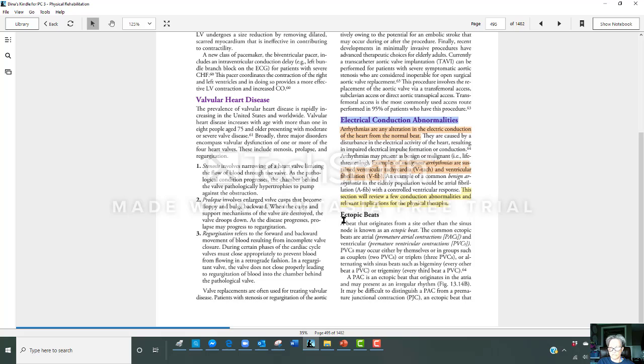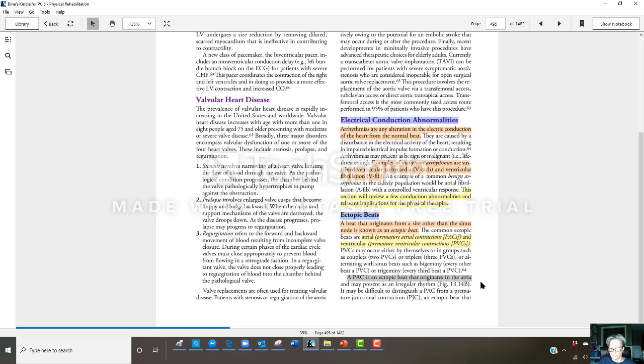Ectopic beats. A beat that originates from a site other than the sinus node is known as an ectopic beat. The common ectopic beats are atrial, premature atrial contractions, PACs, and ventricular, premature ventricular contractions, PVCs. PVCs may occur either by themselves or in groups such as couplets, 2 PVCs, or triplets, 3 PVCs, or alternating with sinus beats such as bigeminy, every other beat a PVC, or trigeminy, every third beat a PVC.